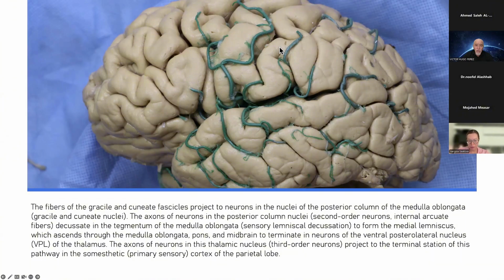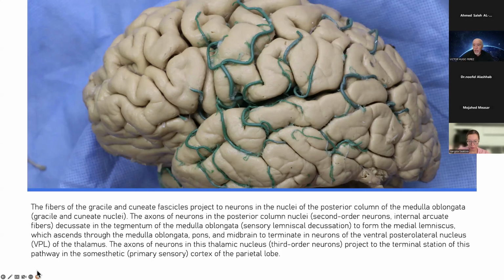very well the central sulcus, the precentral sulcus, and here we have the parietal lobe. This is the site where these fibers project from the thalamus, from the ventral posterior lateral nuclei.